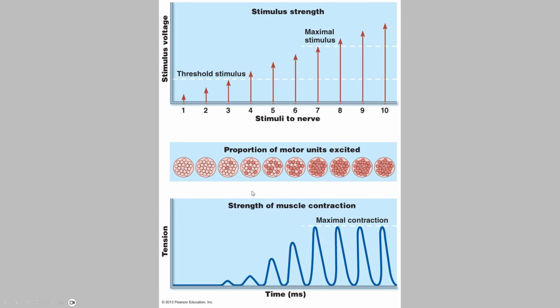So what we're seeing is as we add stronger stimuli, we activate more motor units and tension builds. The strength of the contraction increases until we get to the maximum number of motor units. Once we get to that point, we can continue to add more stimulation, but we're not going to get more tension.